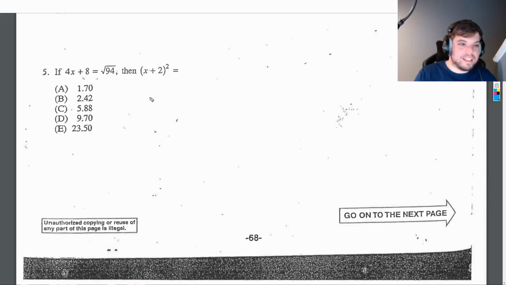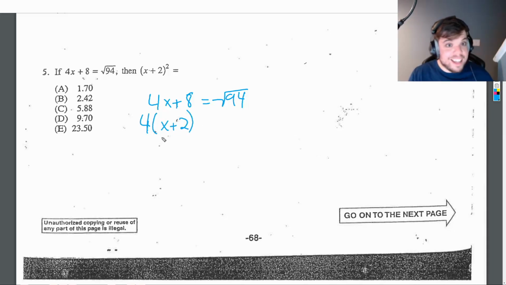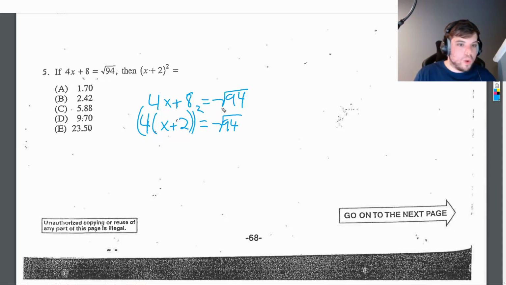And I see something immediately. Let's rewrite 4x plus 8 equals the square root of 94. Hey, 4x plus 8 is the same as 4 times x plus 2. And I see that because that x plus 2 is in our answer, so we're going to keep that x plus 2. Equals, well, we didn't change anything on the left side. We just factored it. So equals the square root of 94. Why don't we square both sides? Because we need x plus 2 squared. So let's just apply a big square to both sides.